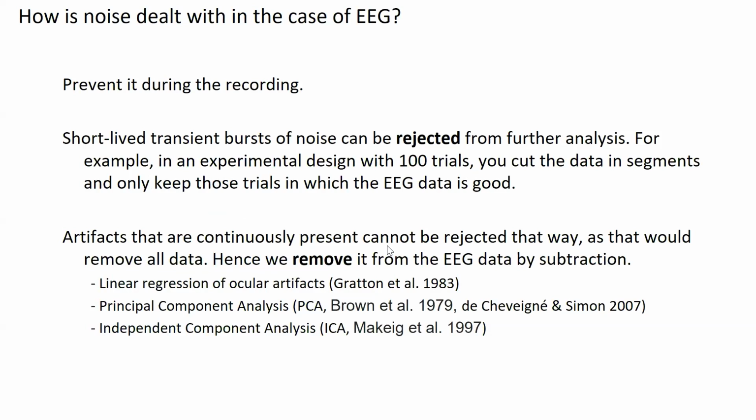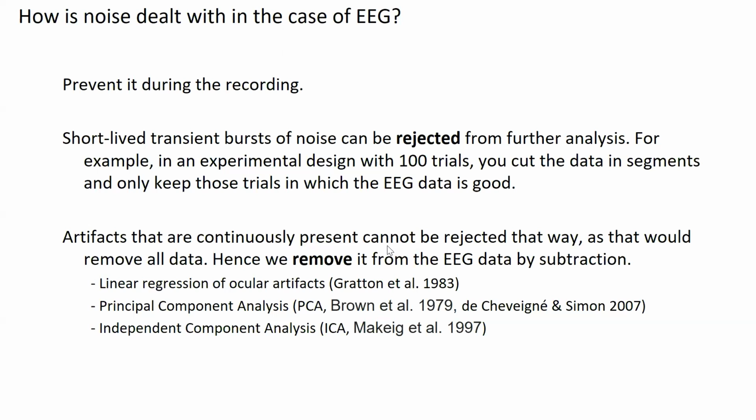We often have short-lived transient bursts of noise, for example, an eye blink. And if we then do an experiment, for example, an experimental design with 100 trials, you can cut the data into segments, you would analyze those segments, and you can reject those segments that have a large burst of noise. So this is a very common strategy, just rejecting trials that are noisy. There's also artifacts that are continuously present, which cannot be rejected that way, as that would remove all the data. And in those cases, we try to remove it or try to subtract it from the data.